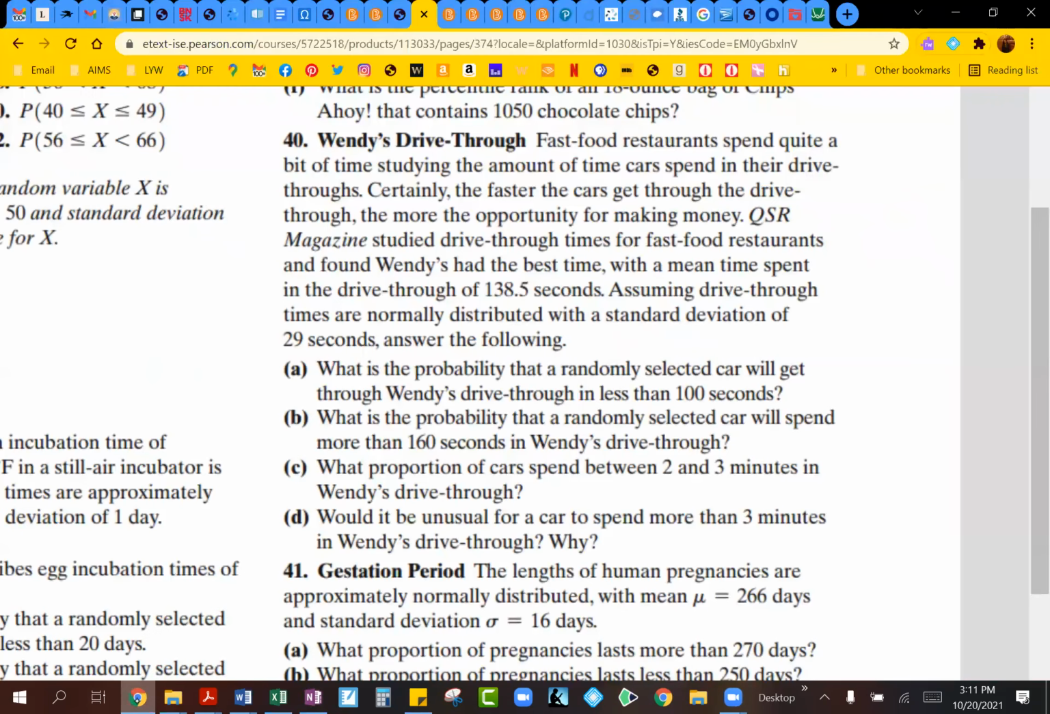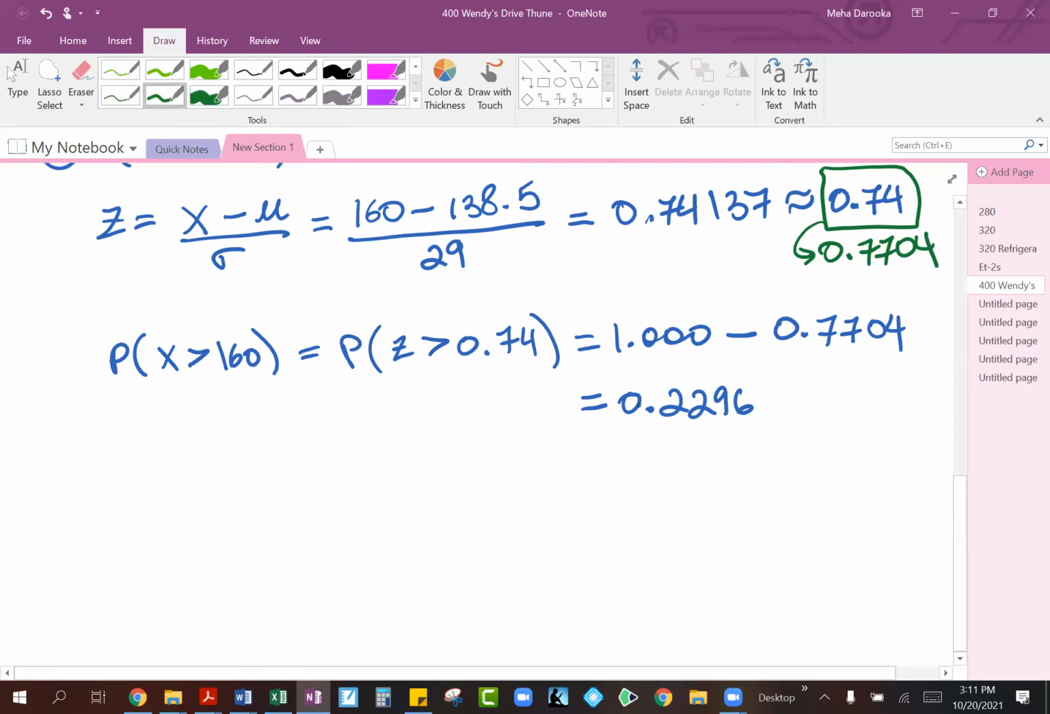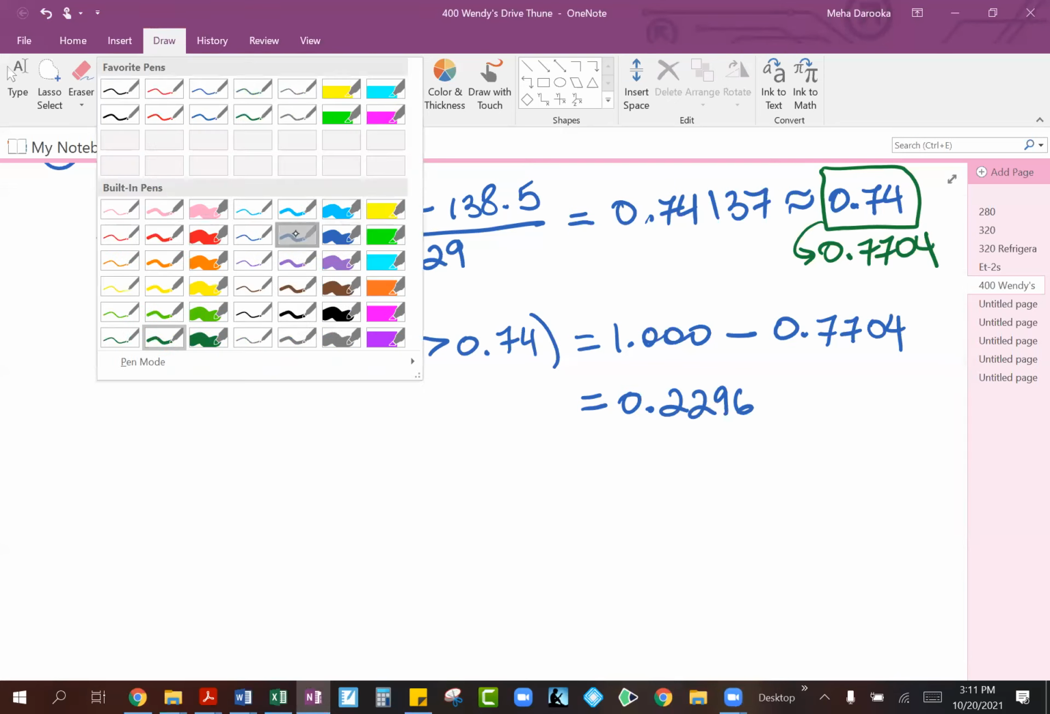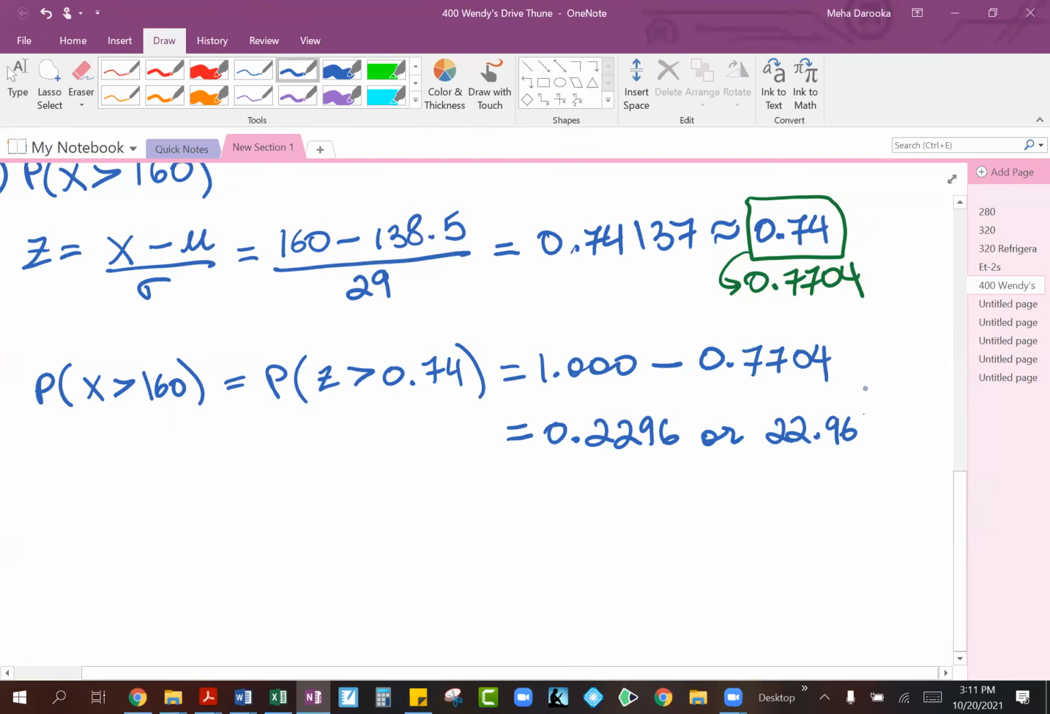And again, just to make sure, our question was, what is the probability that the car will spend more than 160 seconds? So they're still asking us for probability. So this can be, again, as a percentage, 22.96% if they asked us for a percent value. Normally, remember, probabilities we leave as decimals, but just in case you see a question with a percentage, you're just multiplying these numbers by 100.